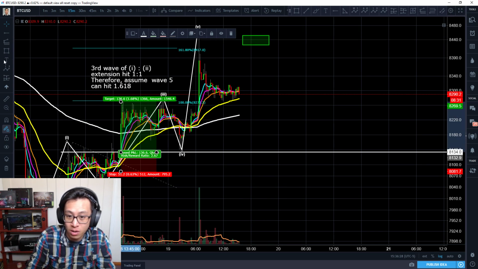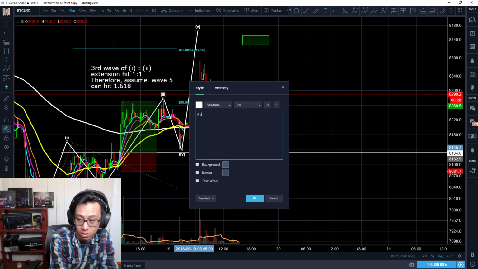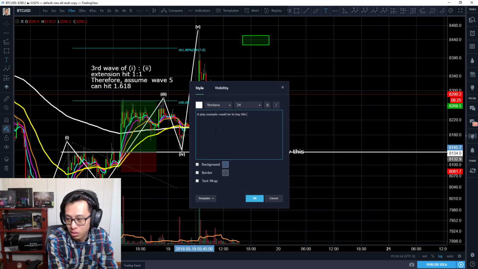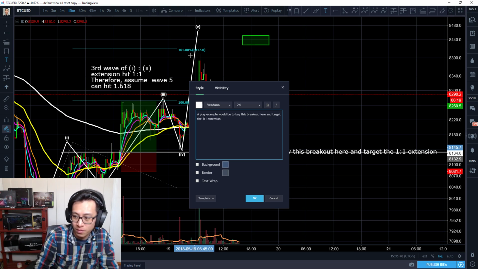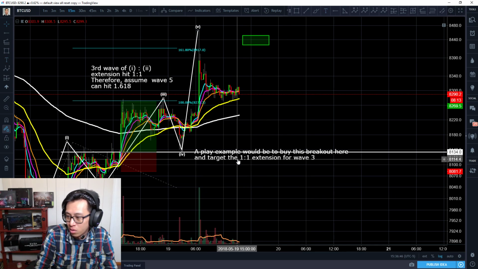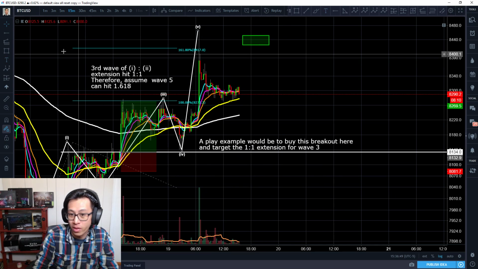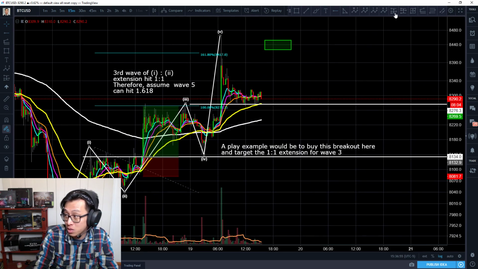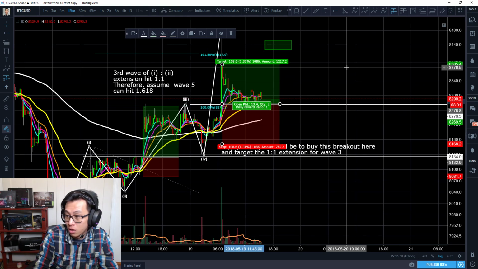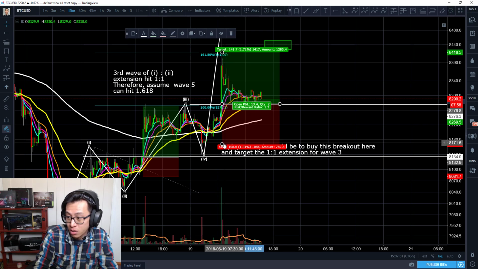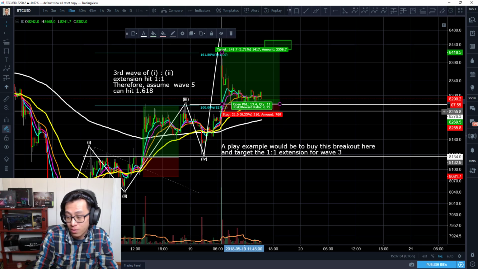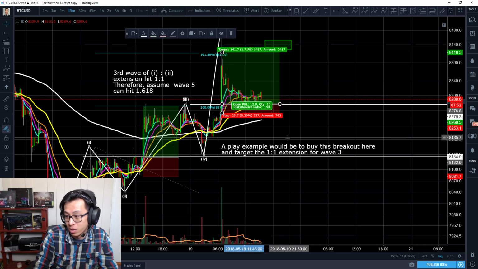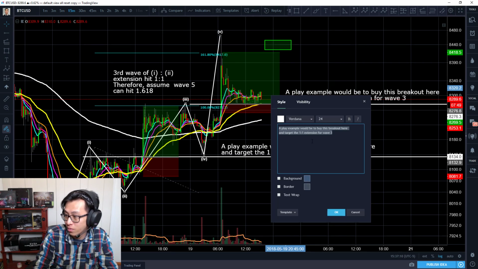You would have bought the breakout here. A play example would be to buy this breakout here and target the 1-to-1 extension for wave 3, okay? There you go. And an example here would be the exact same thing, right? You target 1.618. Just to give you guys a quick lesson video as well, you would have targeted the 161.8 extension with your stop loss slightly below the wave 3, right? So this would have been a really great example here as well for you guys next time.